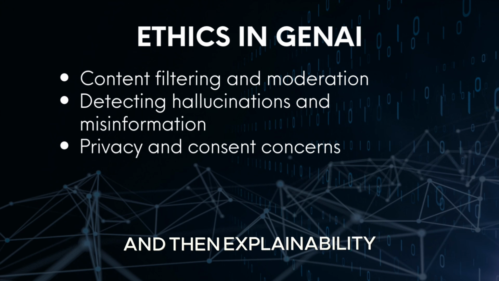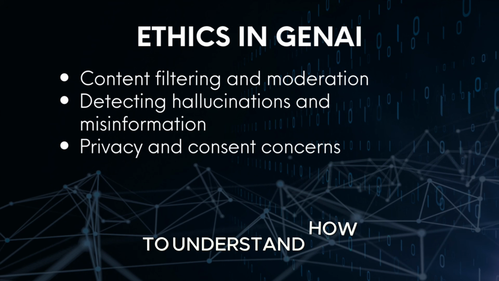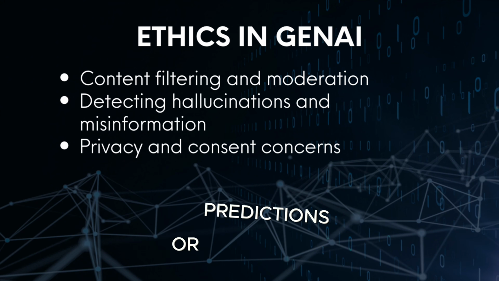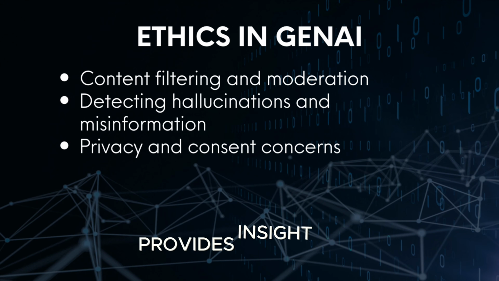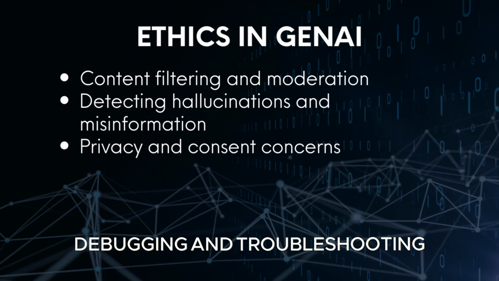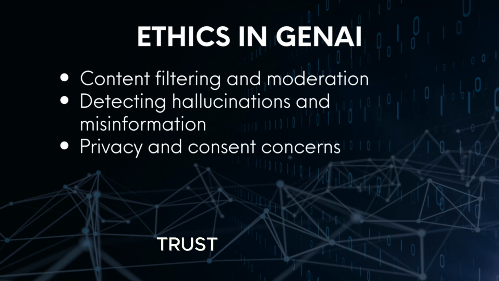And then explainability in AI is the ability to understand how an AI system makes decisions or predictions. It describes why a model makes decisions. It provides insights into a model's limitations. It helps with debugging and troubleshooting, and helps address issues of bias, trust, or fairness.